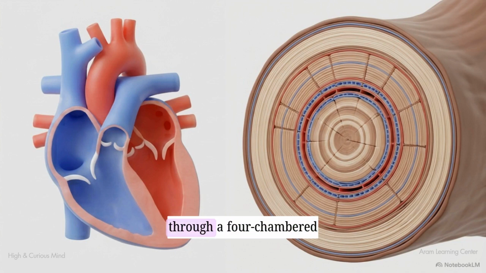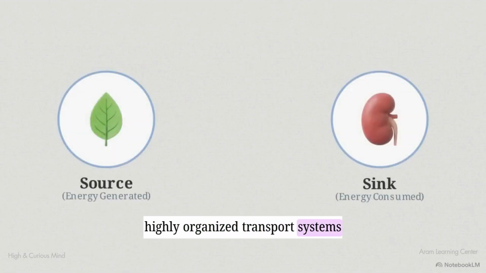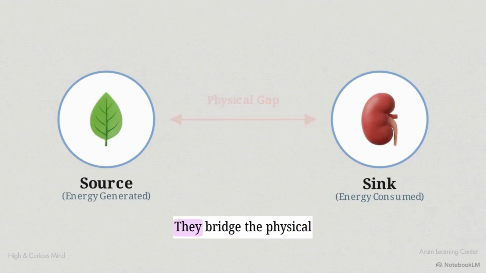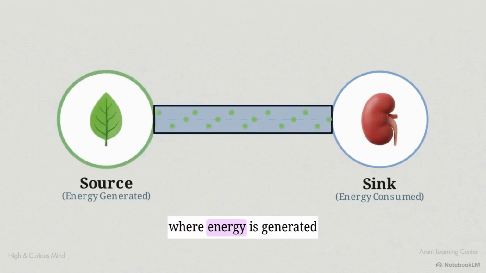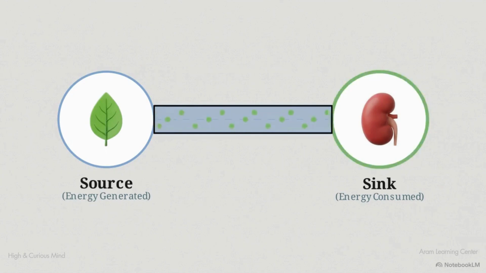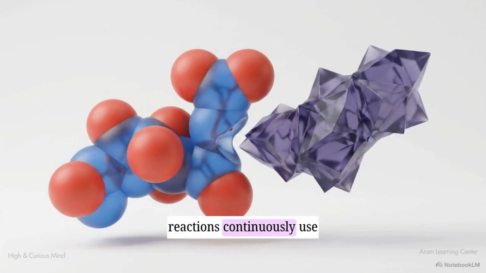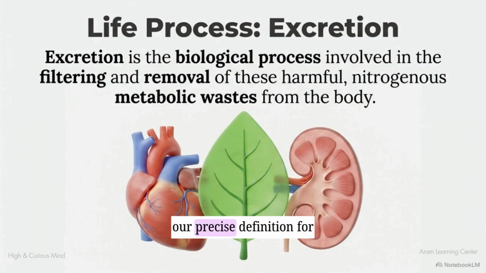Whether blood is being pumped through a four-chambered heart or water is being pulled up a towering tree through xylem tubes, highly organized transport systems are a mandatory requirement. They bridge the physical gap between where energy is generated and where it is actually consumed. As chemical reactions continuously use carbon and oxygen to generate energy, they create byproducts. This text gives us our precise definition for the final life process.